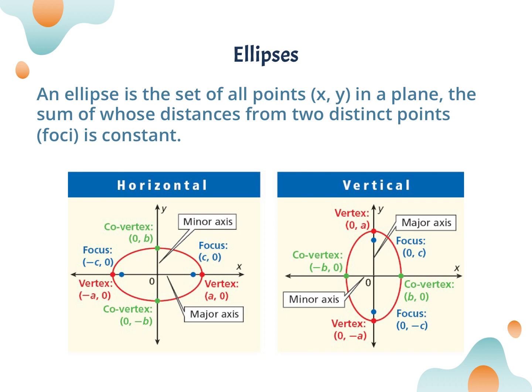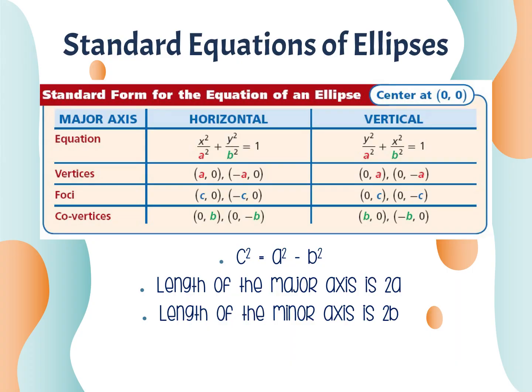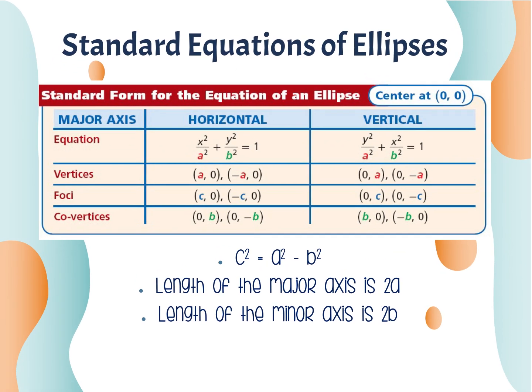Sometimes your ellipse will be longer horizontally and other times it'll be longer vertically. You were calculating vertices, co-vertices, focus points, and a center point. Now these pictures all have the center at 0, 0. Here are the formulas for when your center is at 0, 0. Also remember, when we get to the part in the notes, we're going to need this information.